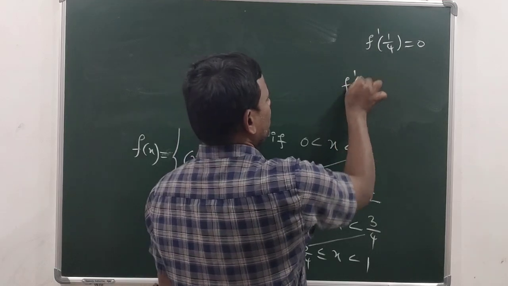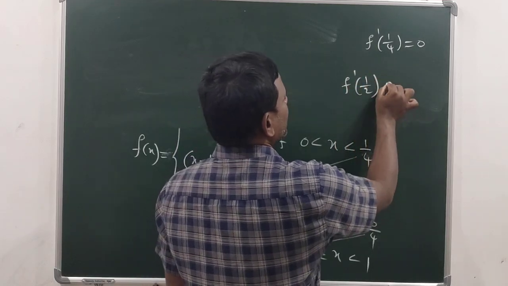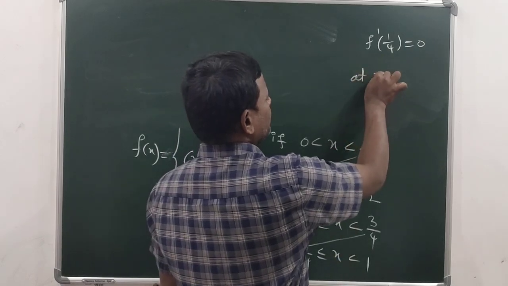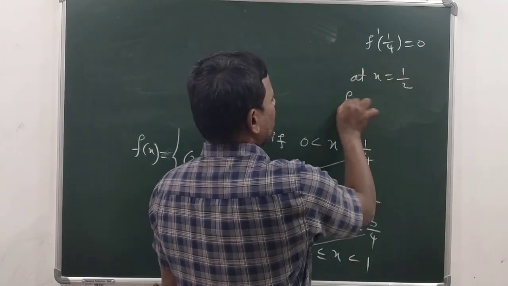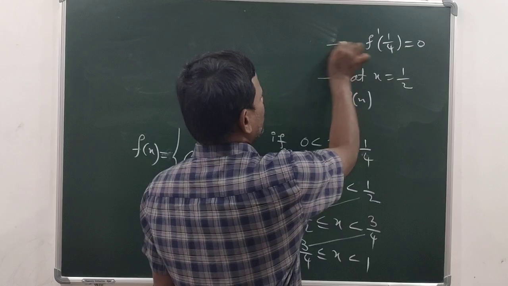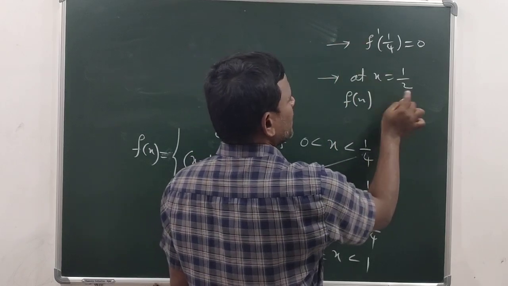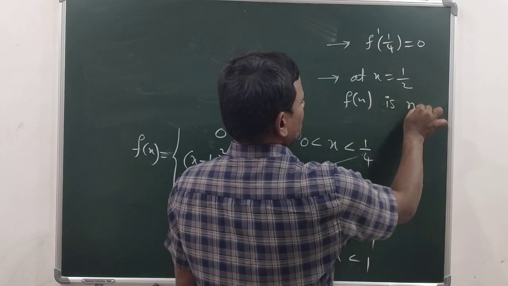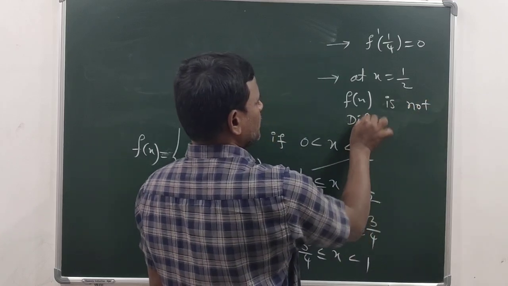So f dash of 1 by 2. Okay, so write like this: at x equal to 1 by 2, f of x is not differentiable.